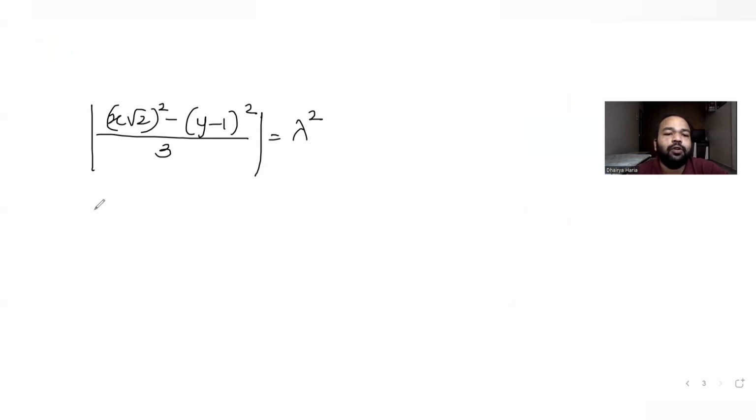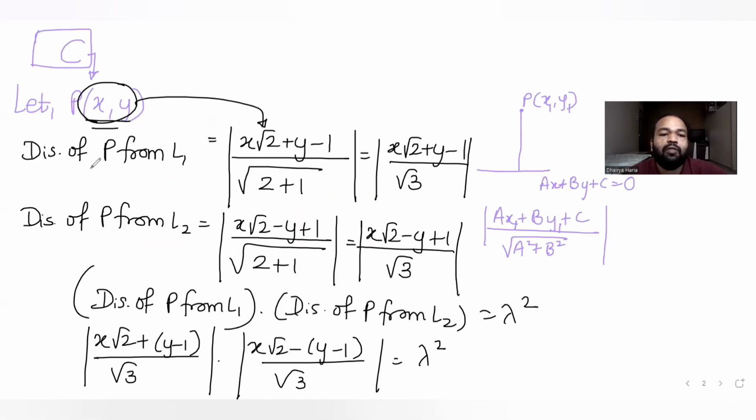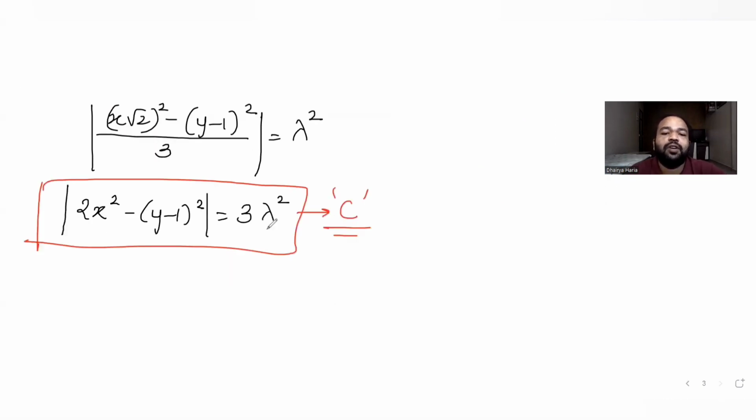So you get the equation of curve that makes it (x√2)², the whole square, is 2x² minus (y − 1)² the whole square is equal to this entire thing. So I have this equation of curve with me now, that is the equation of the curve C, which was given to us as the locus of the product of distance of P from L1 and distance of P from L2. So we have this equation of curve C here.